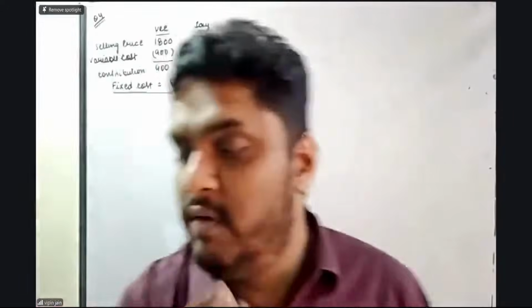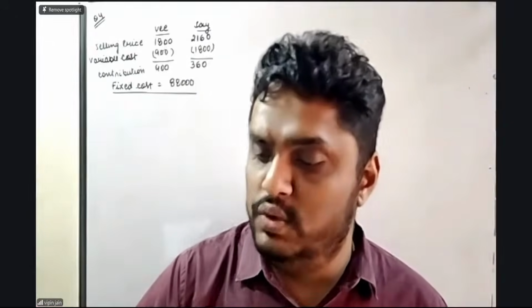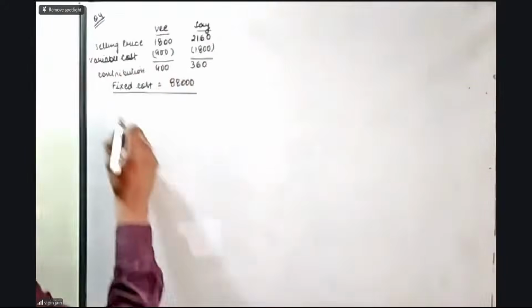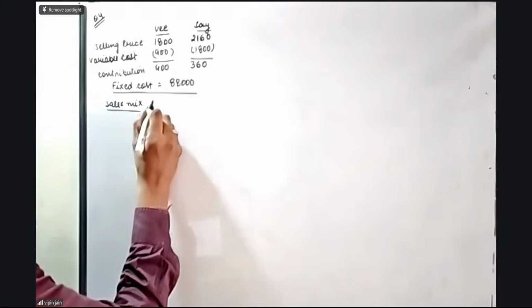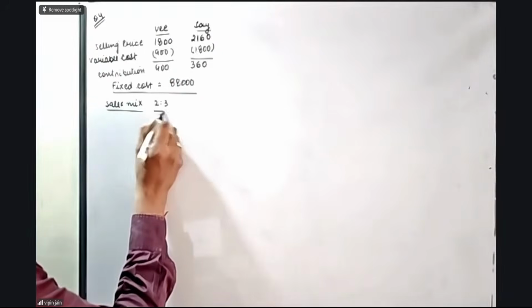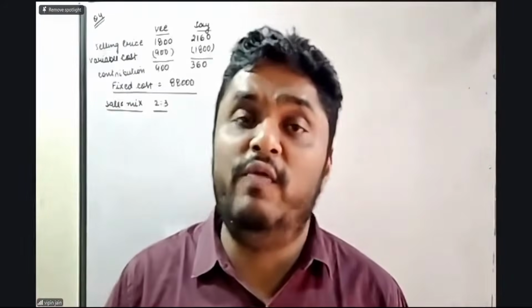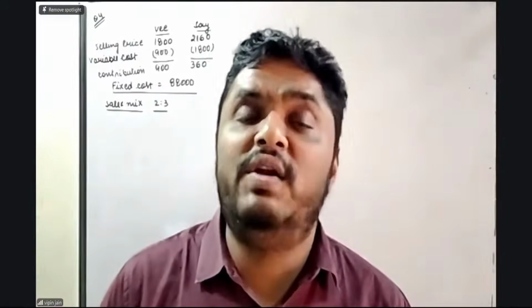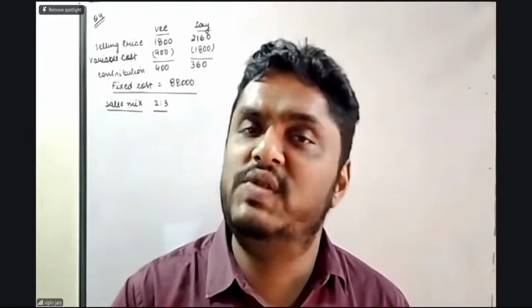This is the data given in the question, and the question is asking us to figure out which mix is best, that is 2:3 or 1:2. So let's start with 2:3 first. If the sales mix is 2:3, the point is how to figure out which is the optimal mix and why. Herein we need to calculate the PV ratio and break-even sales. So the mix with the highest PV ratio and the lowest break-even sales will be selected.